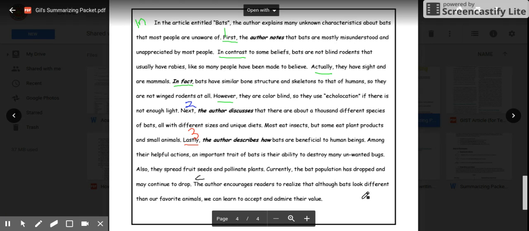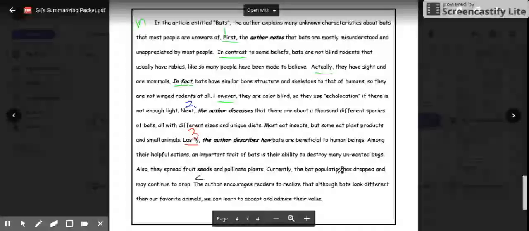And it says, the author encourages readers to realize that although bats look different than our favorite animals, we can learn to accept and admire their value. So it ends with the big main idea of the entire article and what the author is trying to persuade you or convince you of. And we see all these transition words being used. We're still seeing vivid verbs. After each author, that's bolded, there's a vivid verb. So we have notes, discusses, and describes how. Notice that they're not anything fancy. They're words that you can all understand.